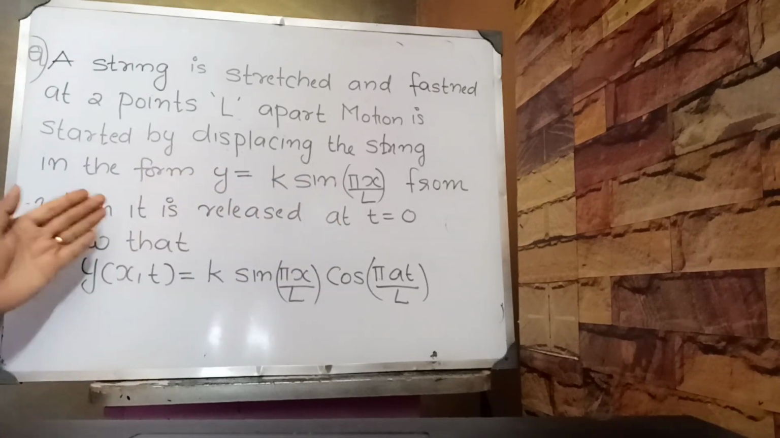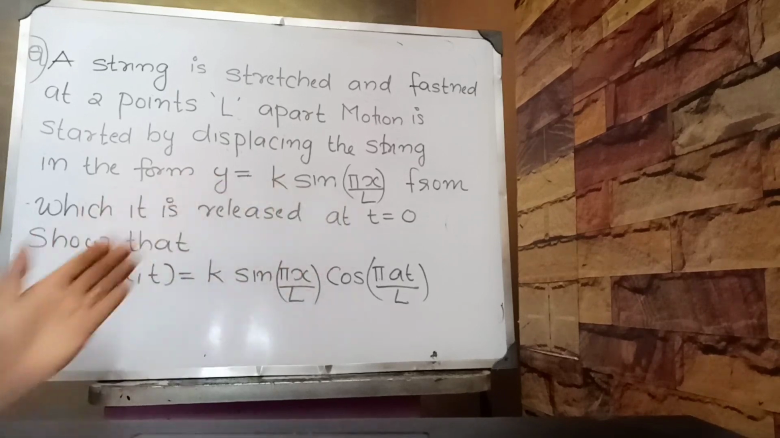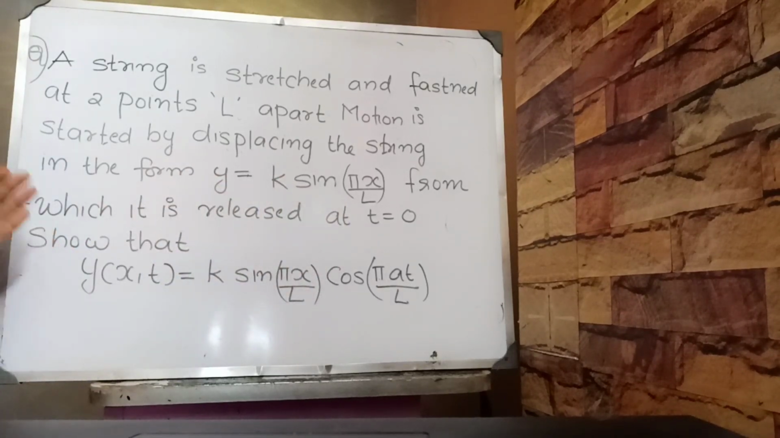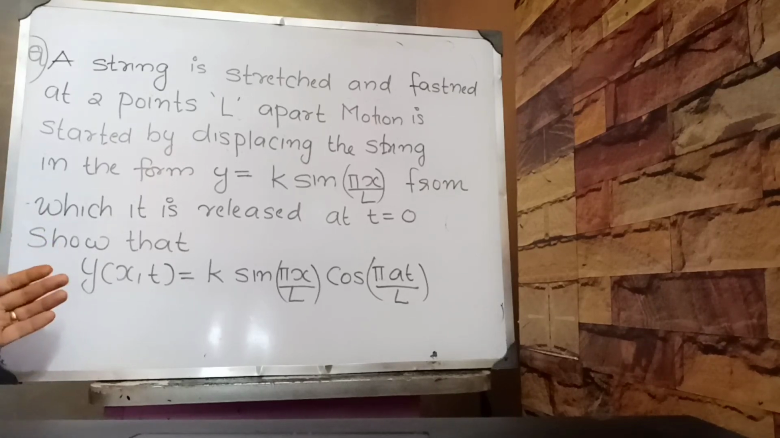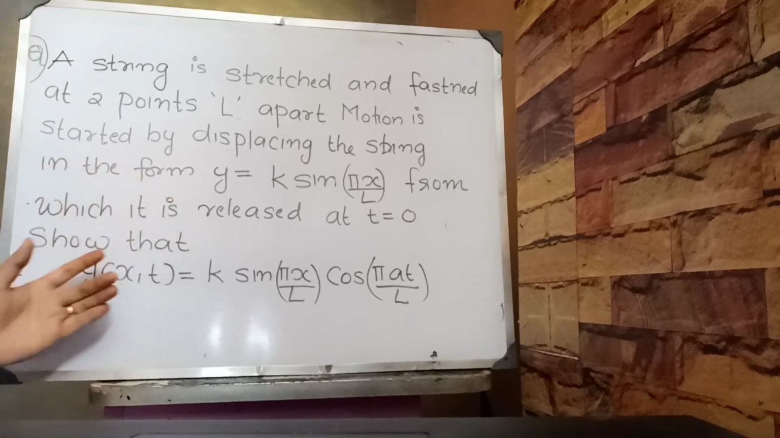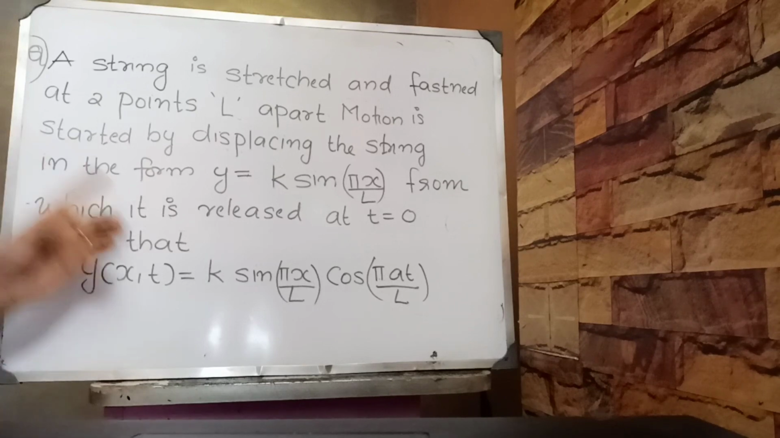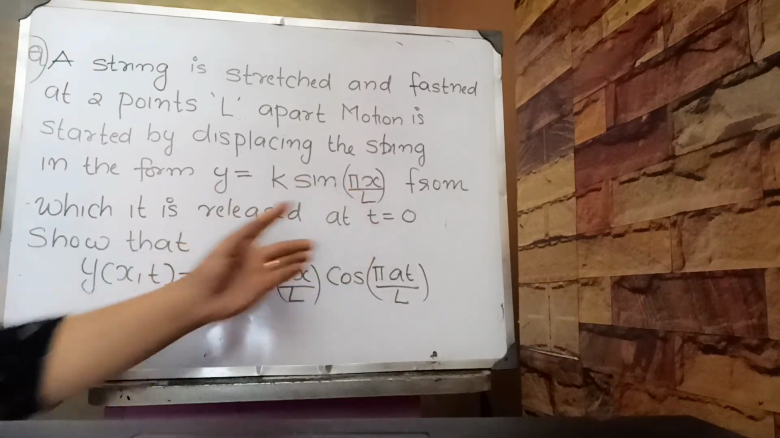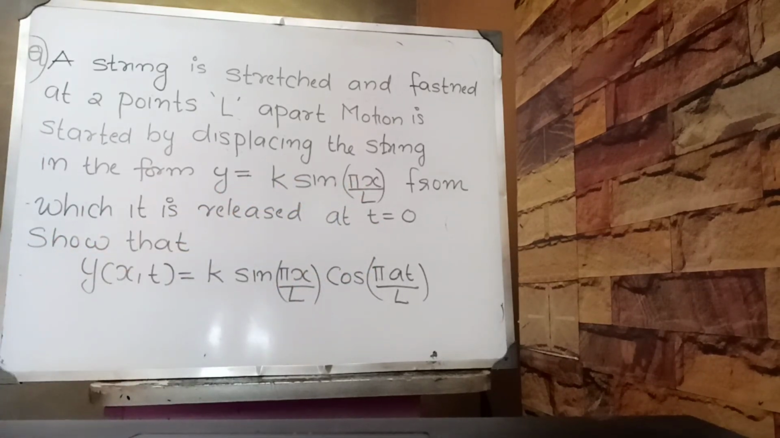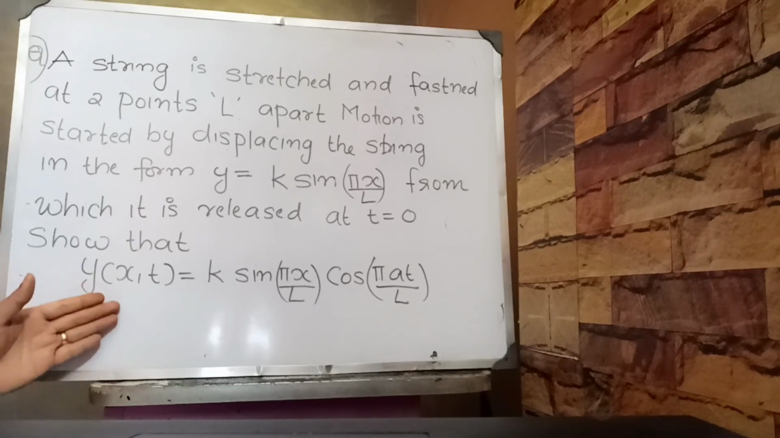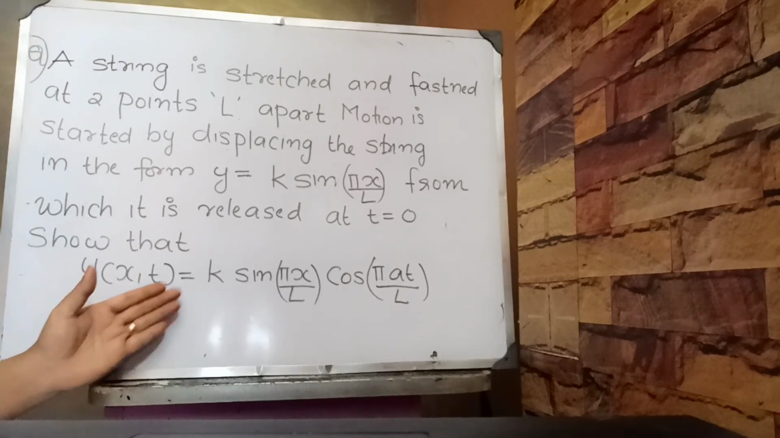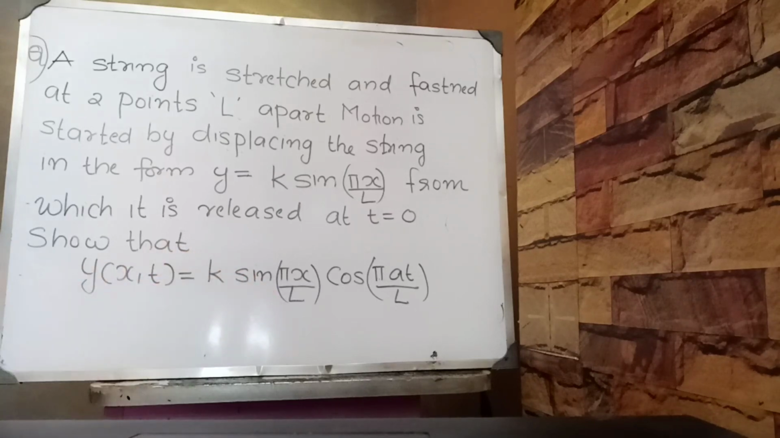Also given that it is released at t equal to 0. That means the string is released from rest, so the initial velocity is 0. That is, g(x) equal to ∂y/∂t at time t equal to 0 is 0. So our f(x) is k sin(πx/L) and g(x) is 0, and we have to find the displacement function as y(x,t) equal to k sin(πx/L) cos(πat/L).